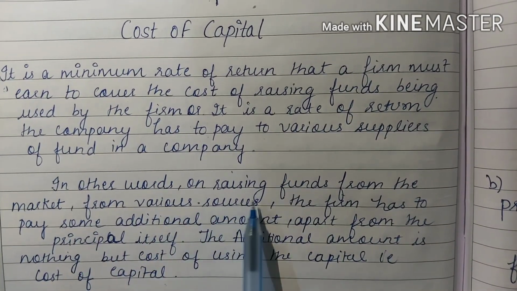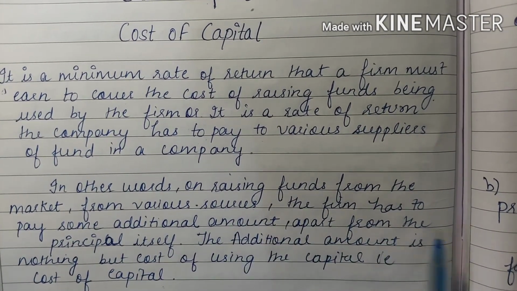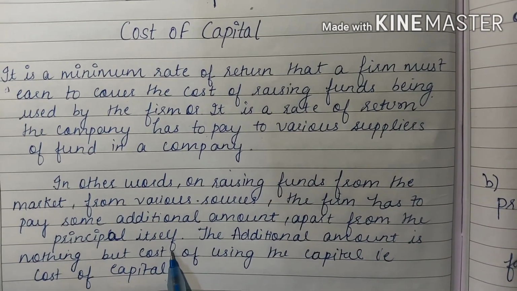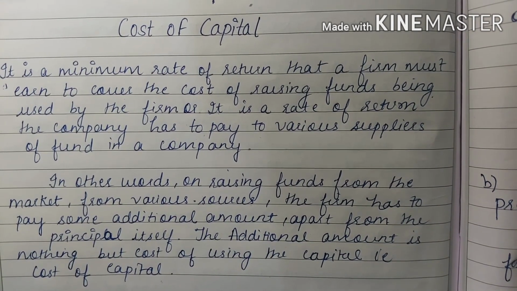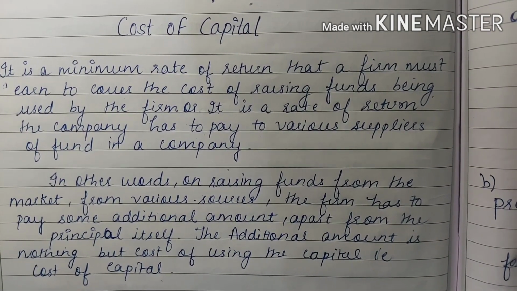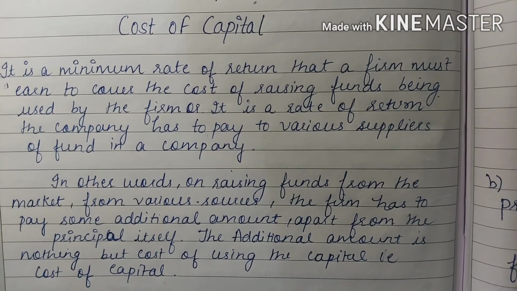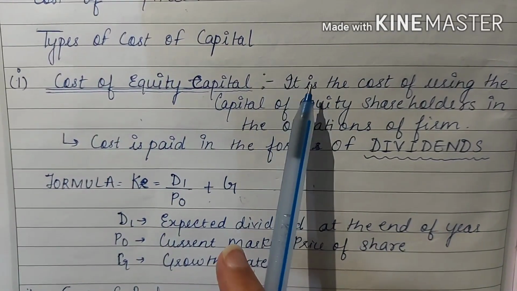In other words, on raising fund from the market from various sources, the firm has to pay some additional amount apart from the principal itself. The additional amount is nothing but the cost of using the capital, that is cost of capital. So in simple terms, cost of capital is the cost involved in raising the funds to finance the various plans of the firm.